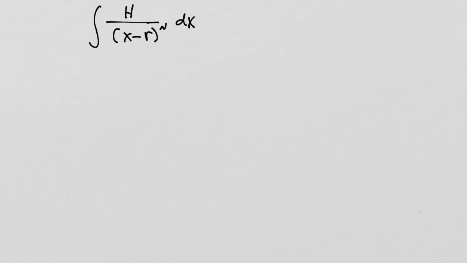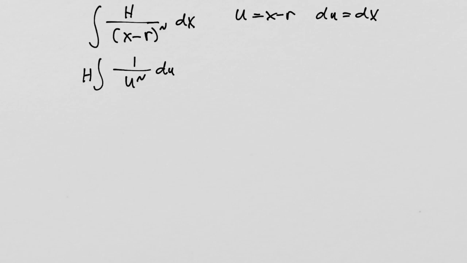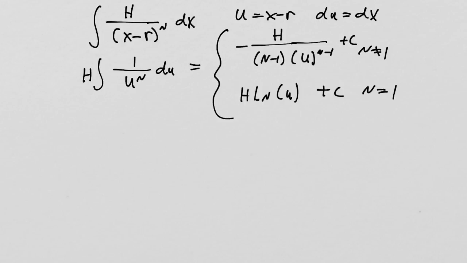We integrate some constant h over (x minus r) to the n, and with the trivial substitution of u equals x minus r and du equals dx, we convert this integral right away into h times the integral of 1 over u to the n du, which immediately integrates to this easy-to-figure-out expression here, and the natural log in the case that n equals 1. That's the definition of the natural log. We'll have a little more to say about that in a moment.